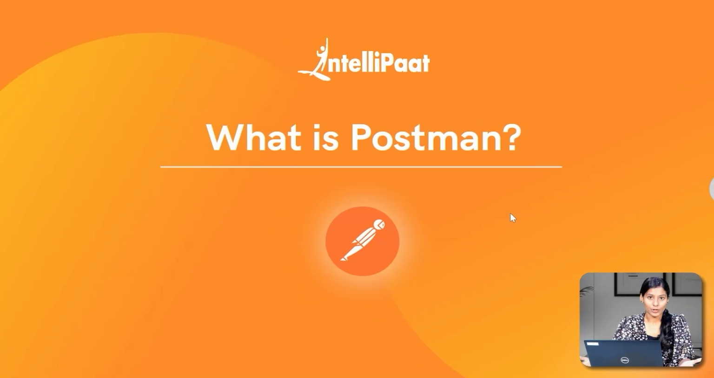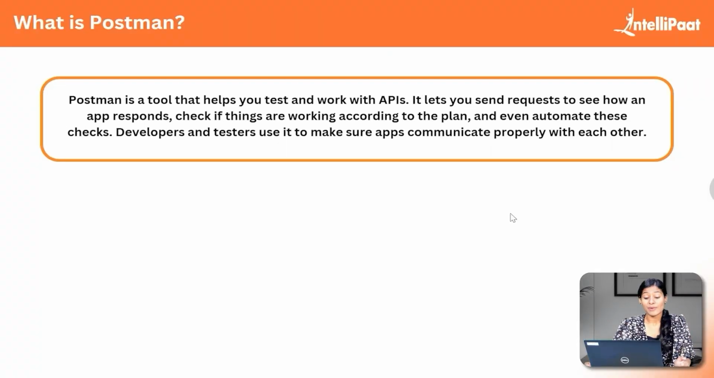With the obvious question, what exactly is Postman? Postman is a tool that helps you test and work with APIs. It lets you send requests to see how an app responds, check if things are working according to the plan, and even automate these checks. Developers and testers use it to make sure apps are communicating properly with each other.